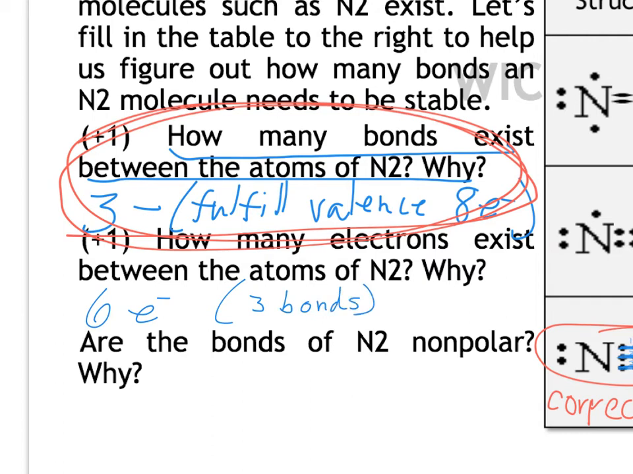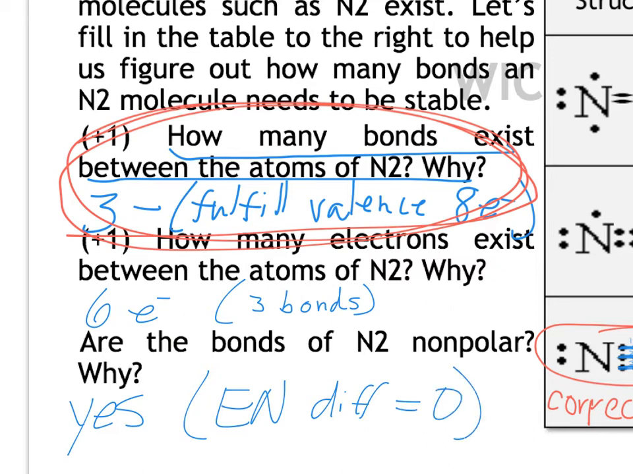And are the bonds nonpolar? Absolutely, yes. And the reason for that is because the electronegativity difference is 0 for these atoms.